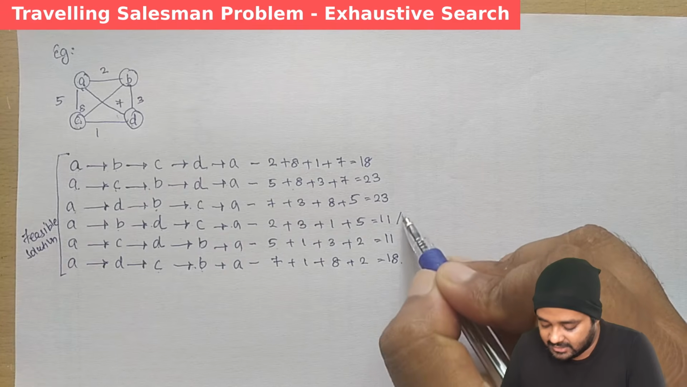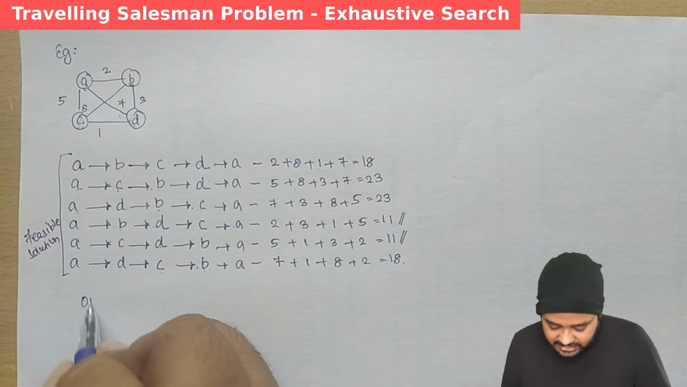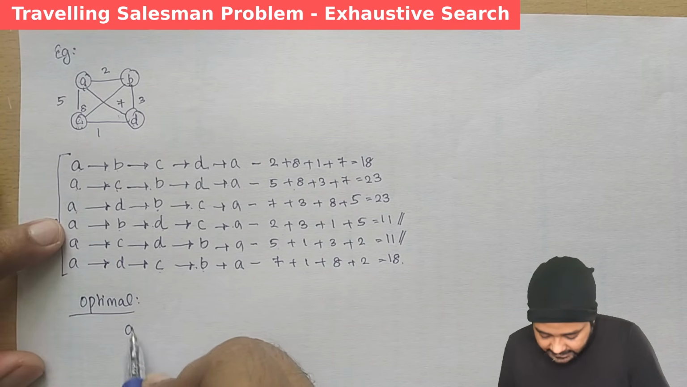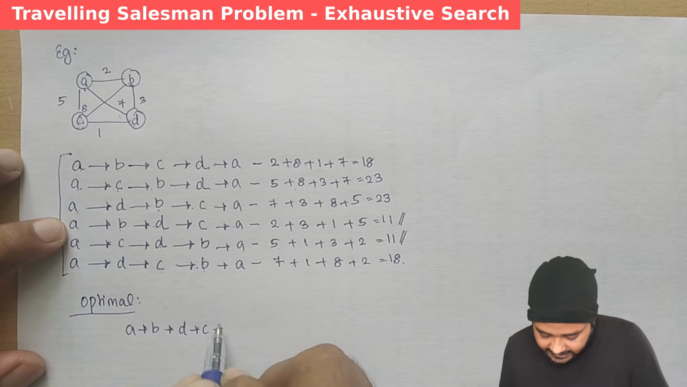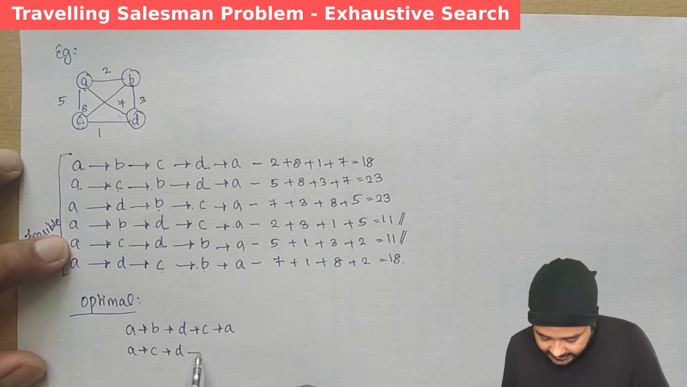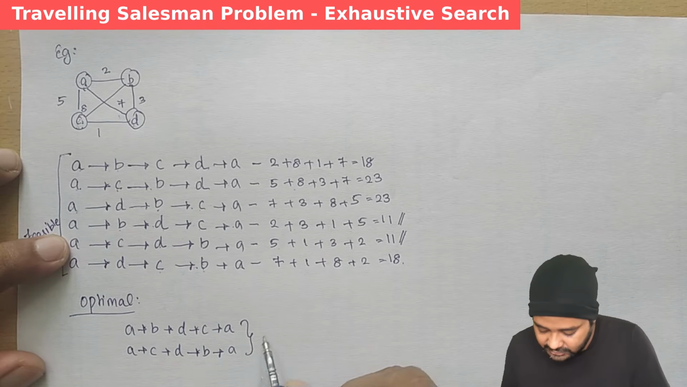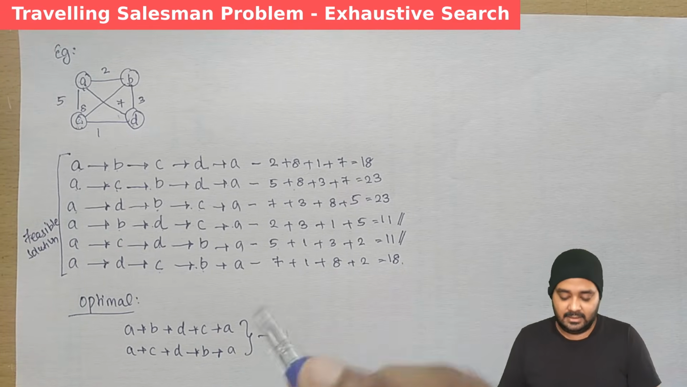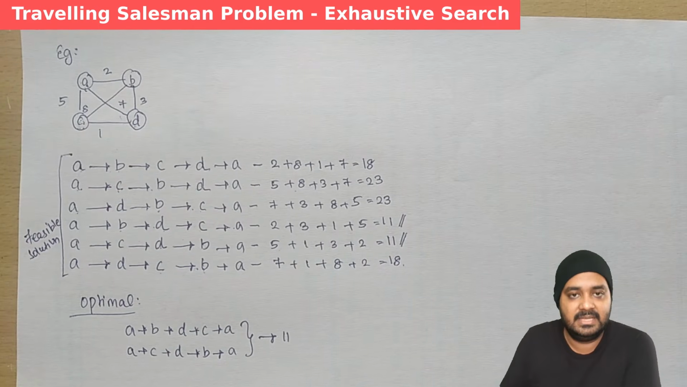we have come across the minimal value as 11. So what are the optimal solutions? The optimal solutions are A to B, then B to D, D to C, and C to A, and also A to C, then C to D, D to B, and B to A. Both of these are optimal solutions, which turn out to be the minimal cost, which is 11. Okay, so this is how you solve the traveling salesman problem with the help of an exhaustive search.